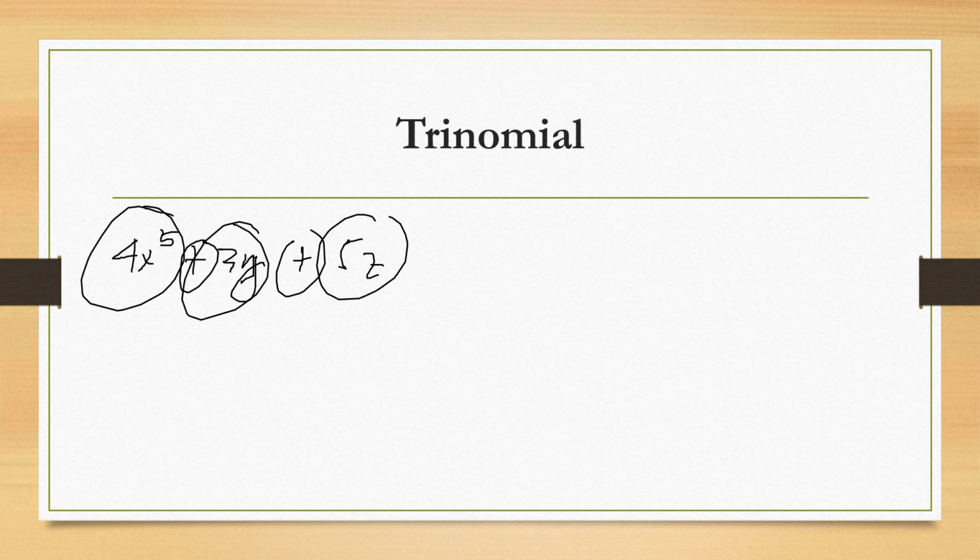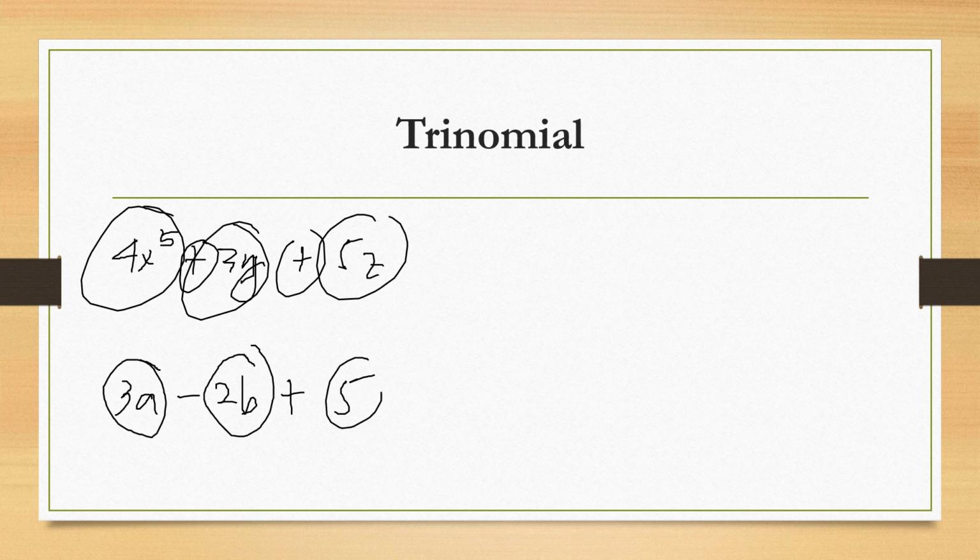Okay, another example is 3a minus 2b plus 5. So, again, meron tayong dalawang symbol dito. Itong minus at saka itong add. So, there will be 3 terms. That is 3a, 2b, and 5. So, ayan po. So, tatlo yung terms natin. That is why it is called trinomial. Kasi nga, from the word tri, tatlo. So, that is a trinomial.